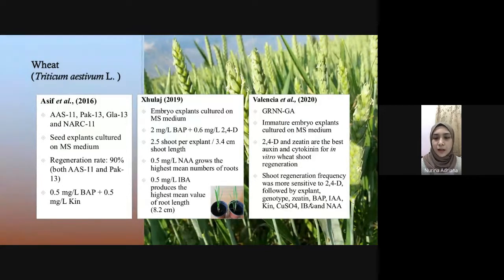Next, Valencia et al. 2020 used a computational approach, namely GRNNGA, which is a method that we can use to reduce trial and error to find the best regenerating system for in vitro regeneration of wheat. And they found that the best explant is immature embryo, and 2,4-D and zeatin are the best auxin and cytokinin for regeneration.